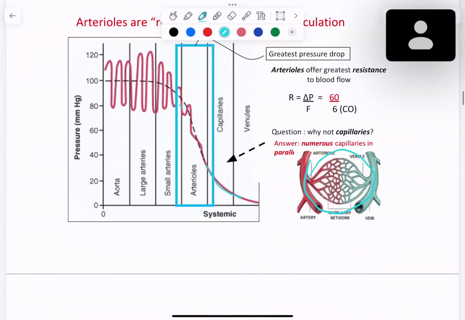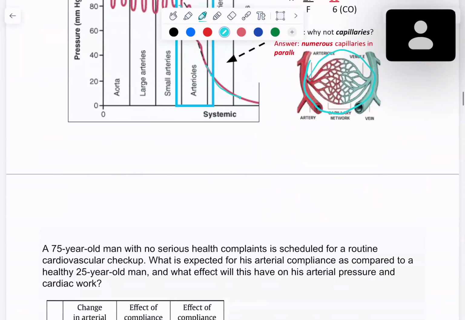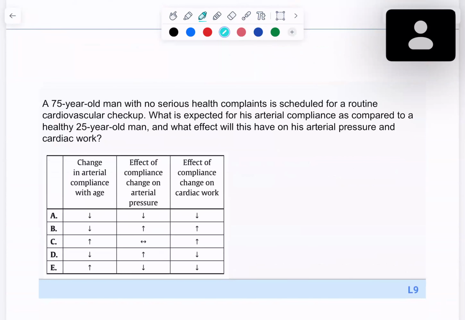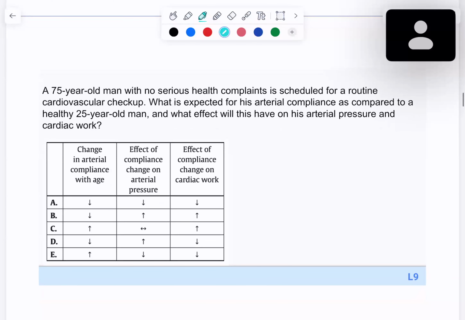Does this make sense to you guys? Shall we move on?